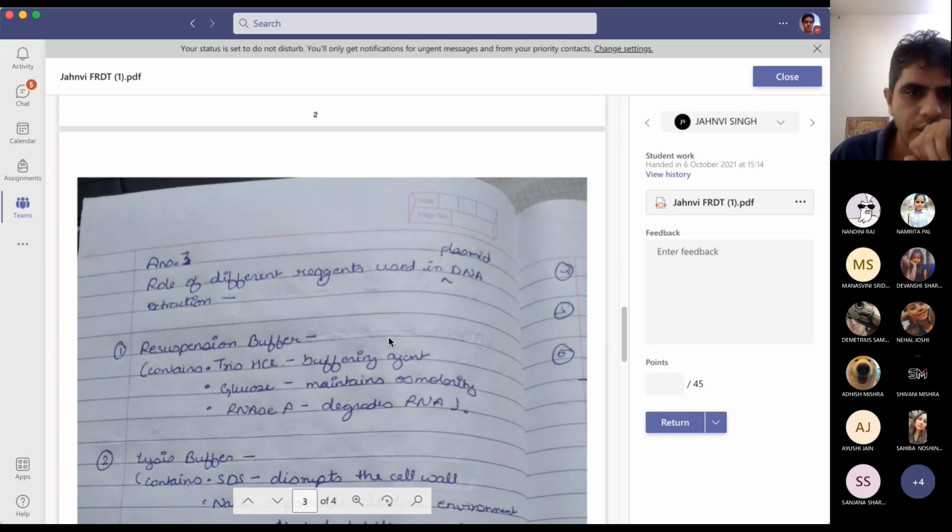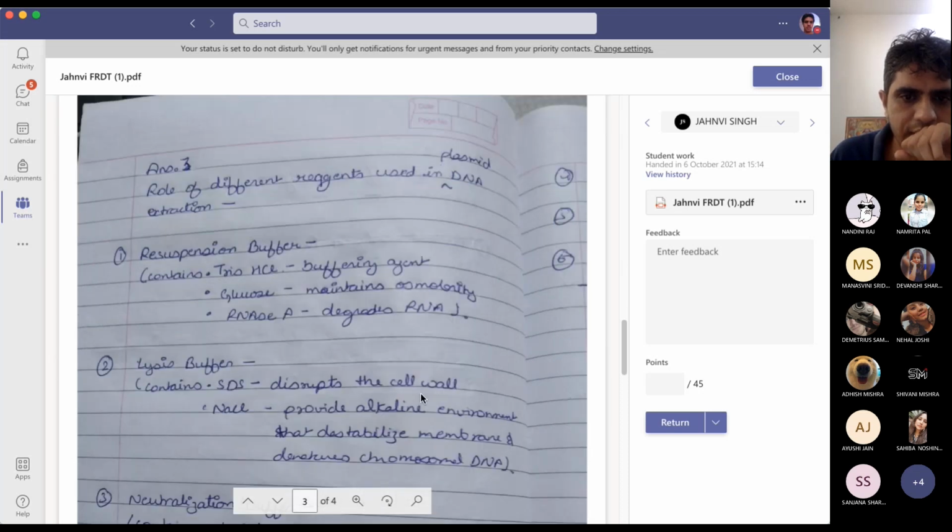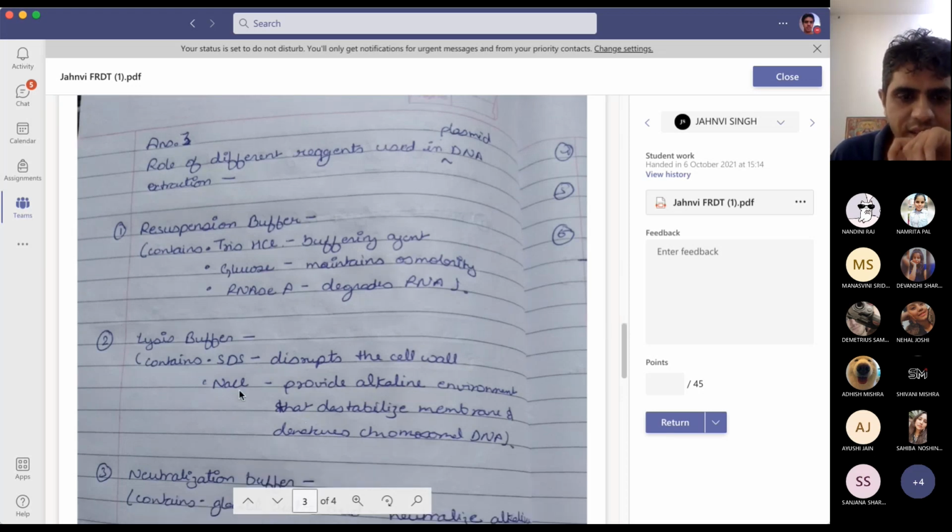Role of different agents: Tris is the buffering agent, glucose, and RNase degrades RNA, SDS disrupts the cell wall. SDS is not disrupting the cell wall, it is disrupting the cell membrane. NaCl provides an alkaline environment. NaCl is not the agent, it is NaOH, which destabilizes the membrane and denatures chromosomal DNA. So the role is fine, but the reagent is wrong.